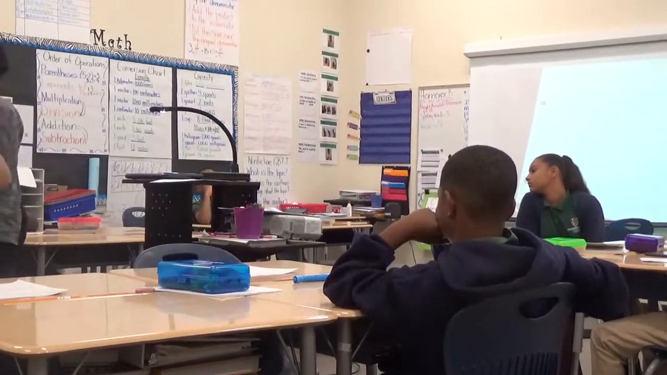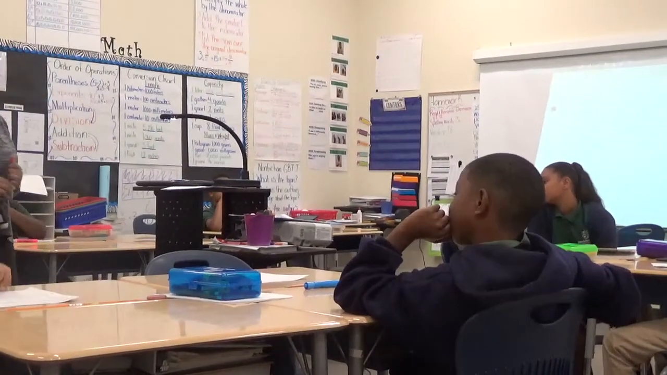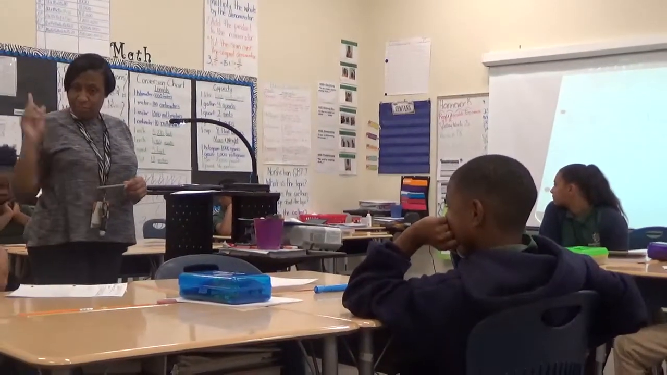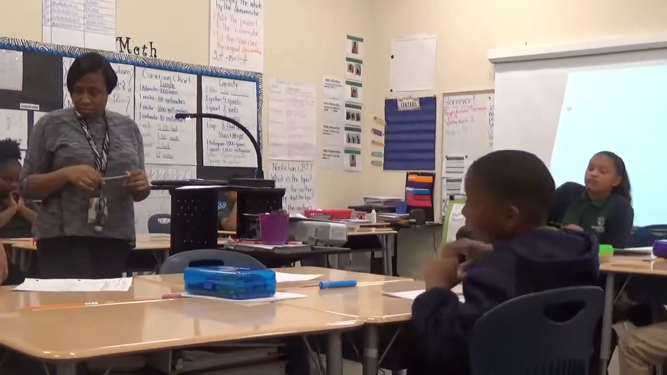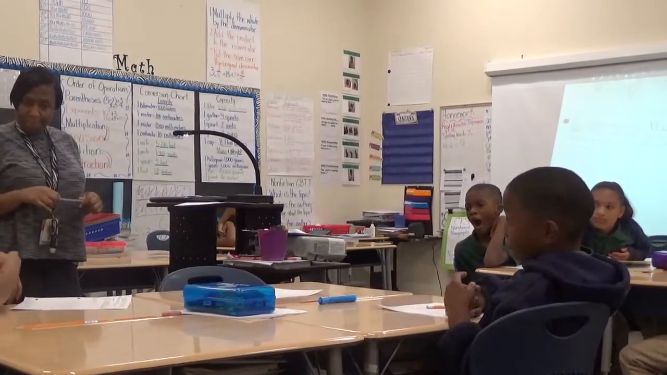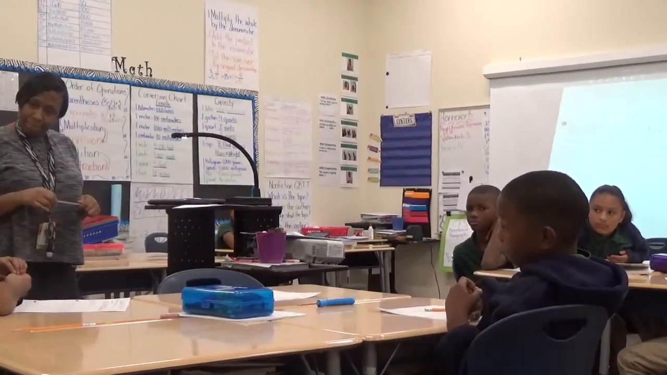Would someone like to add on or clarify what Isaiah was trying to express? Yes, sir. I would like to clarify what Isaiah was saying because what I think is that the 231, you cannot round it to 240, but you can round it to 230.